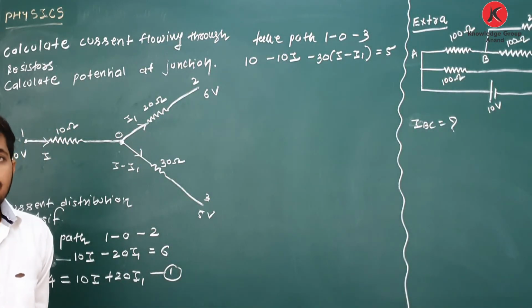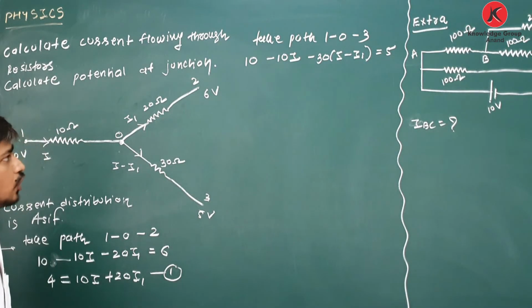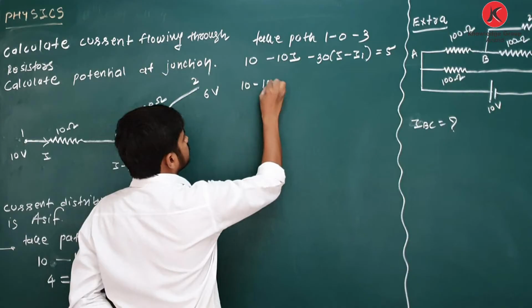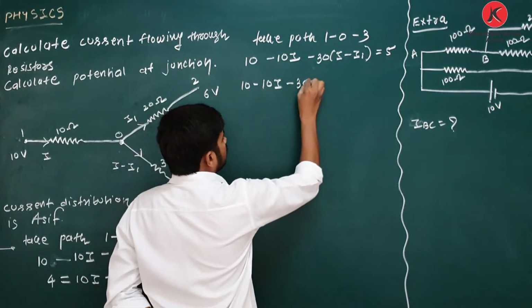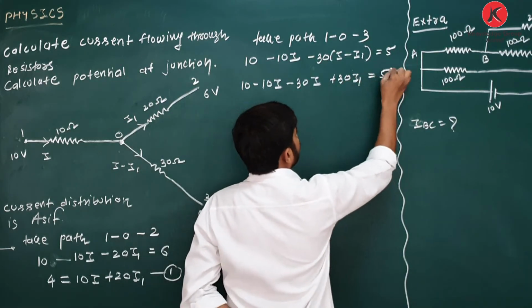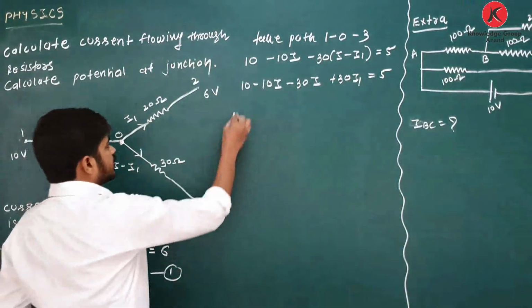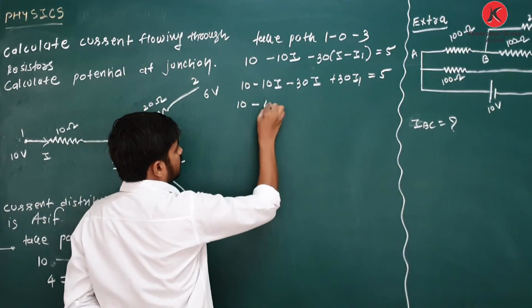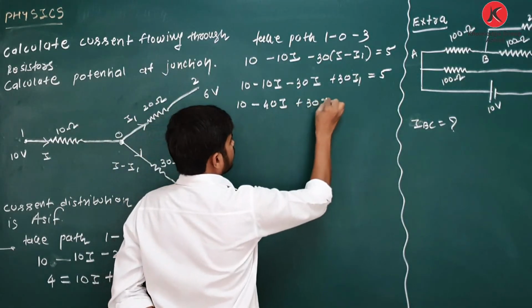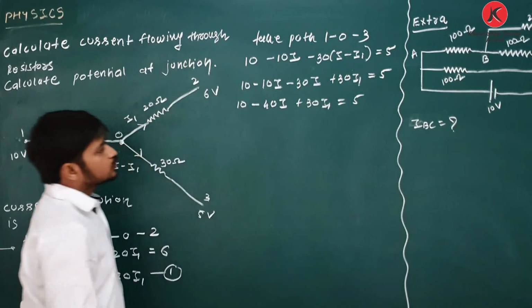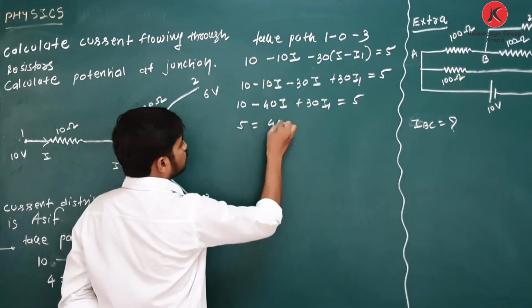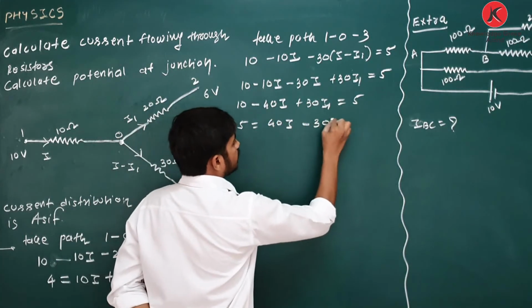Clear about this? This is how to apply Kirchhoff's law on a straight path. Now, how to simplify this? 10 minus 10I minus 30I plus 30I1 is equal to 5. So 10 minus 10I minus 30I means minus 40I, plus 30I1 is equal to 5. Now, 5 is equal to 40I minus 30I1.